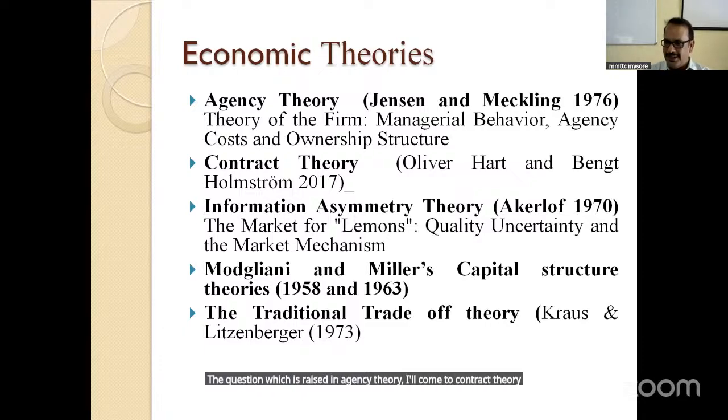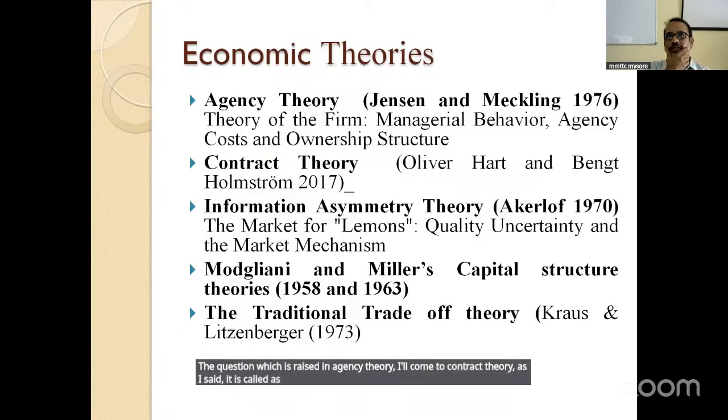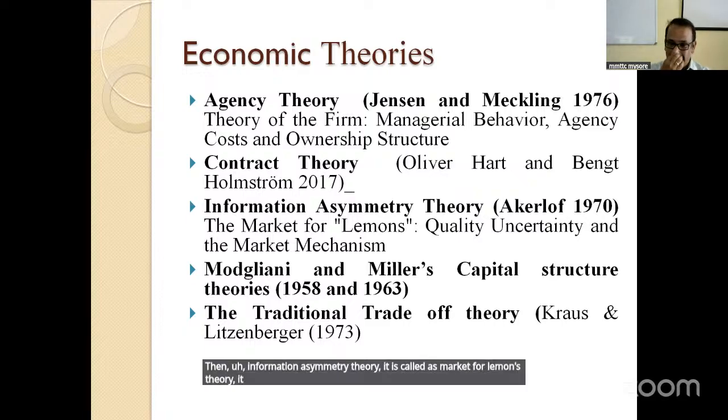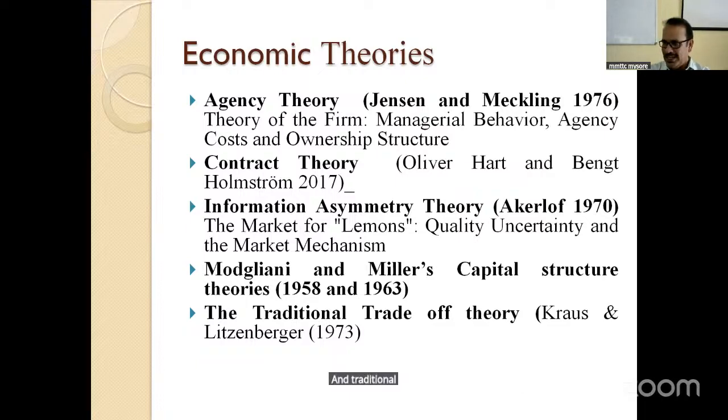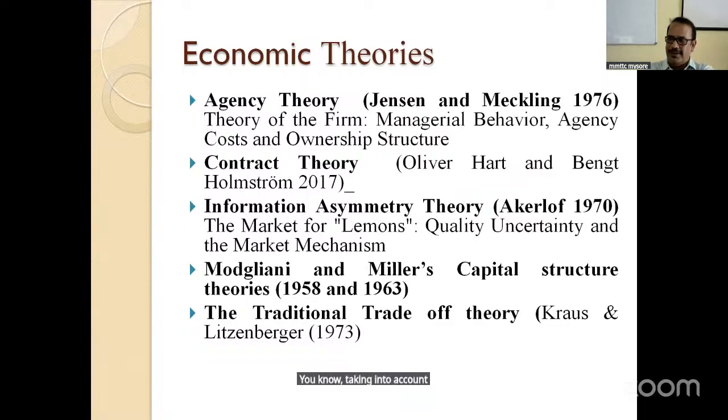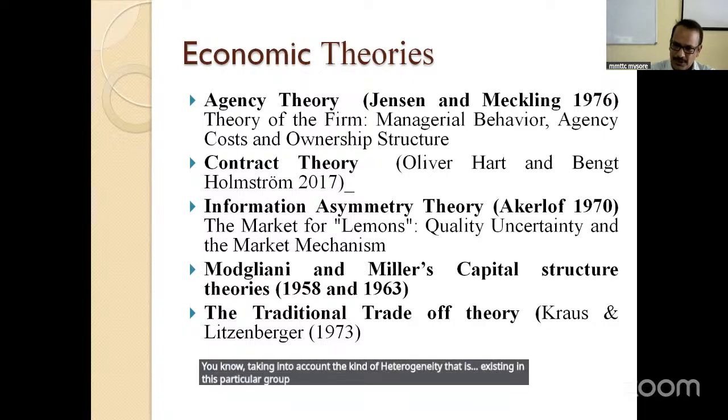But the question which is raised in agency theory, I'll come to contract theory. As I said, it is called dysfunctional theory. Then information asymmetry theory, it is called the market for lemons theory. It's a very interesting theory. Then Modigliani and Miller, again, they got the Nobel Prize for capital structure and the traditional trade-off theory. I'll just give you a layman's version of all these theories, not the technical version, taking into account the kind of heterogeneity that exists in this particular group that I'm addressing today.